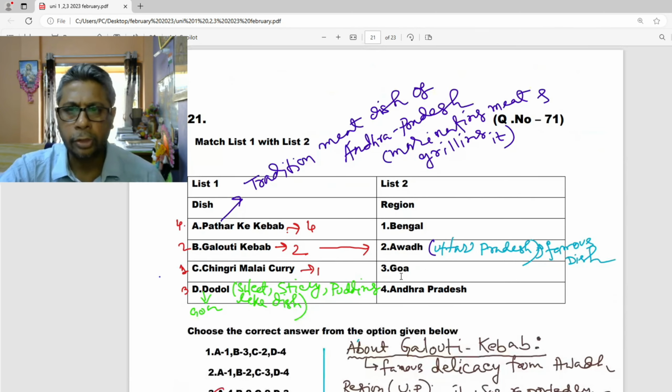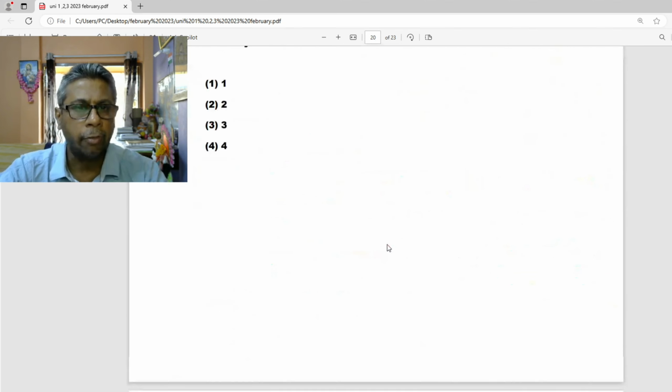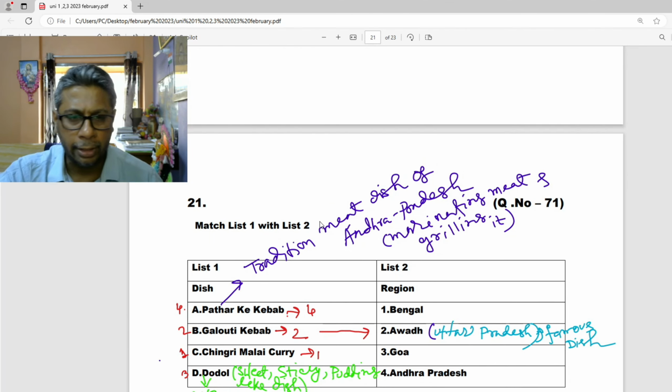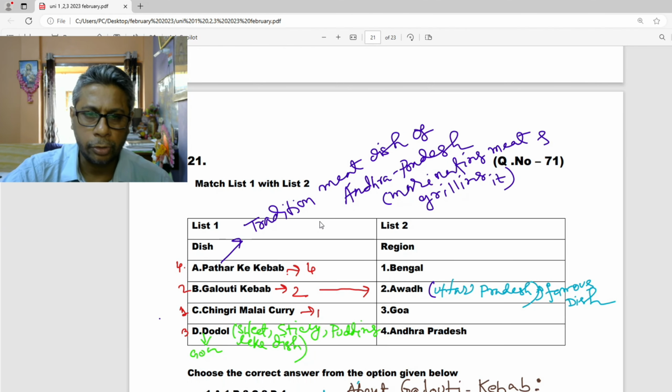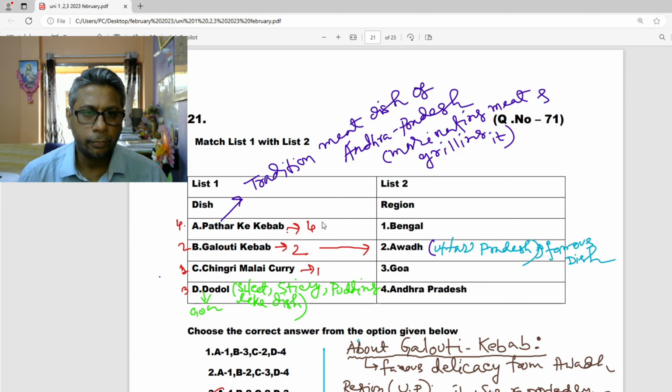Next question, question number 71. Indian dishes is a very important chapter. Each and every year, more or less, you will get a question from this chapter. In this question paper, they provide two questions. Match the dishes and region. This is a very important area.